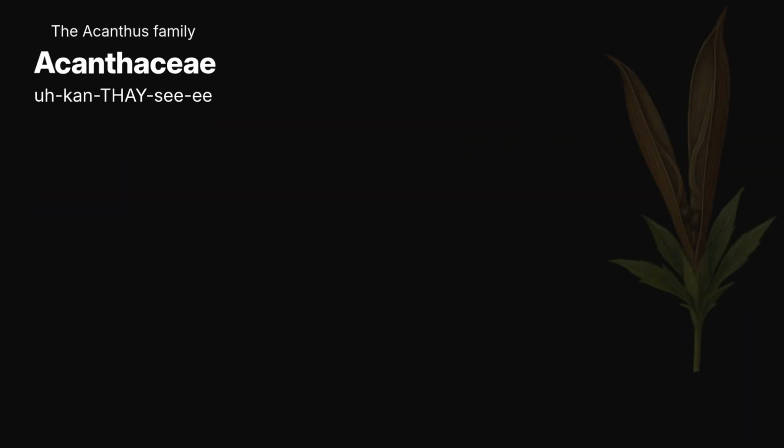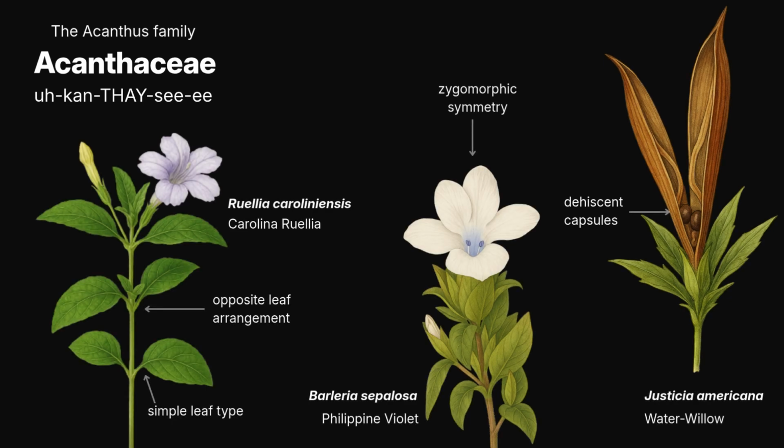To attune with the Acanthus family, observe the opposite, simple, entire or toothed leaves without stipules, prominent bracts and bracteoles in inflorescences, zygomorphic, bilabiate flowers with fused corollas, superior ovaries, and explosively dehiscent capsules.